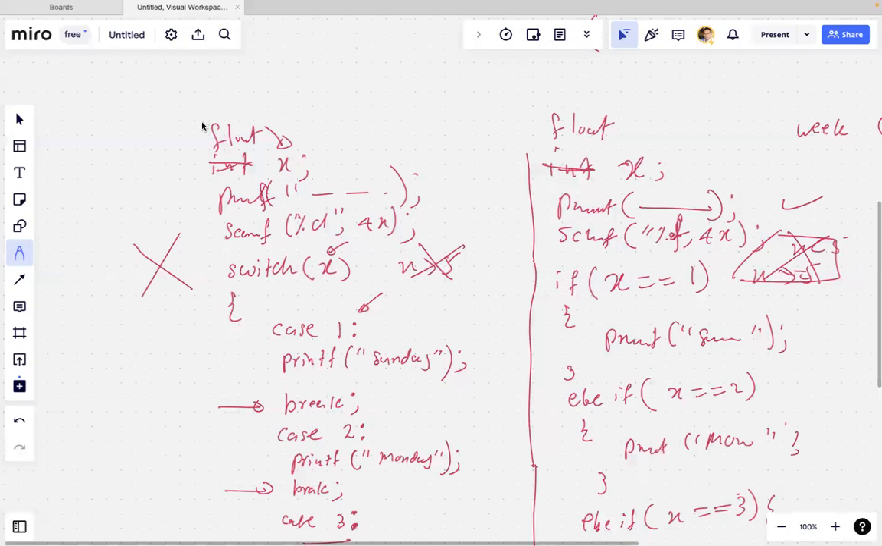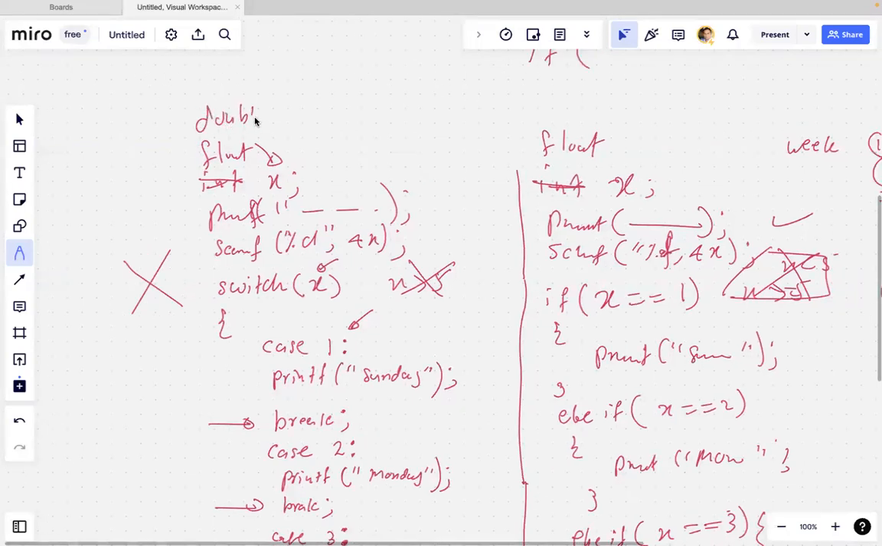If you use double, that also doesn't work. Any data type which has floating point values, that means decimal places, is not allowed in the switch case statement.